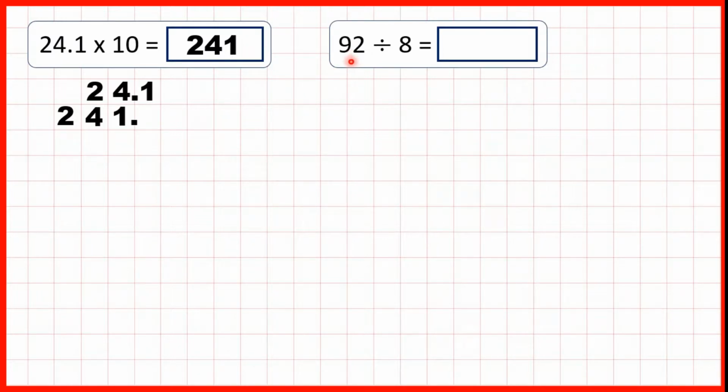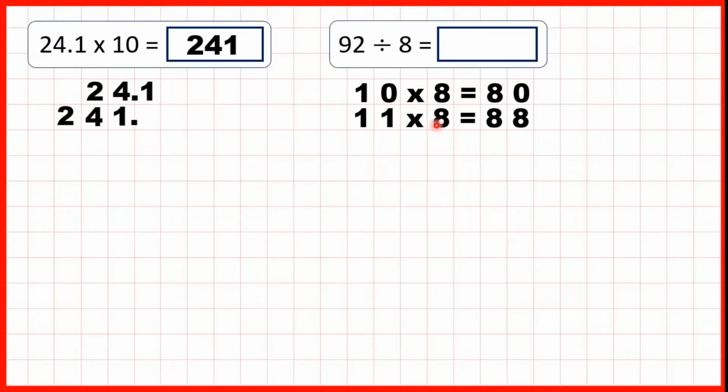Now 92 divided by 8. Well, we know that 10 times 8 is 80, which means that 11 times 8 is 88. But if we add another 8, 12 times 8 is 96. So here we're going to have a remainder.